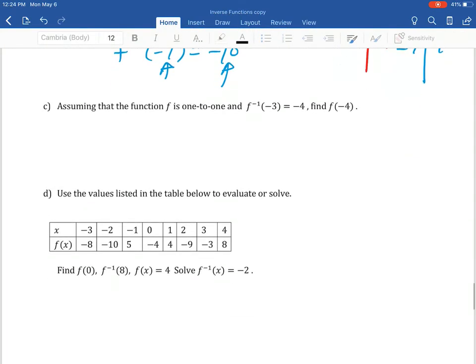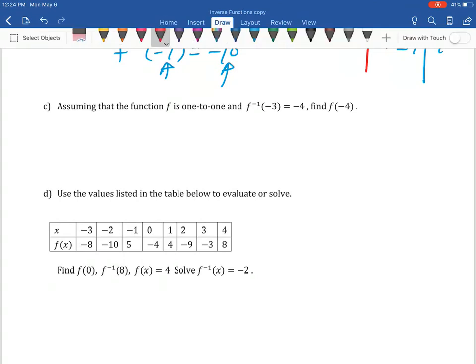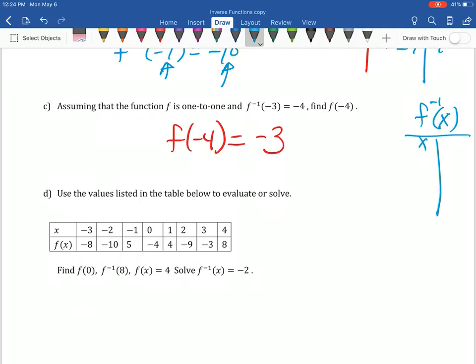Okay, next example. Assuming that the function f is 1-to-1, if f inverse of -3 is equal to -4, then f of -4 should be -3. If my inverse has the point on there -3, -4, then when I go to make a chart for my f, my original function, I should have the point on there -4, -3.